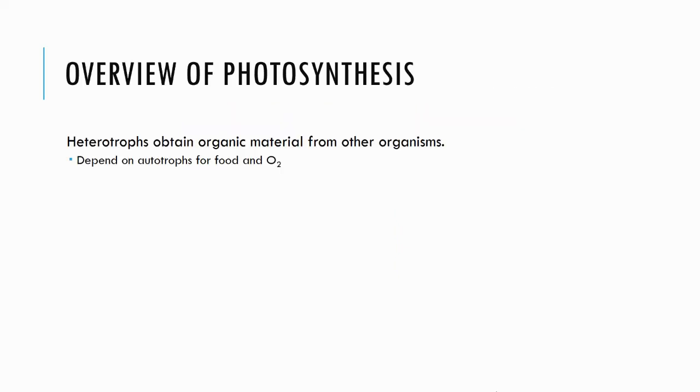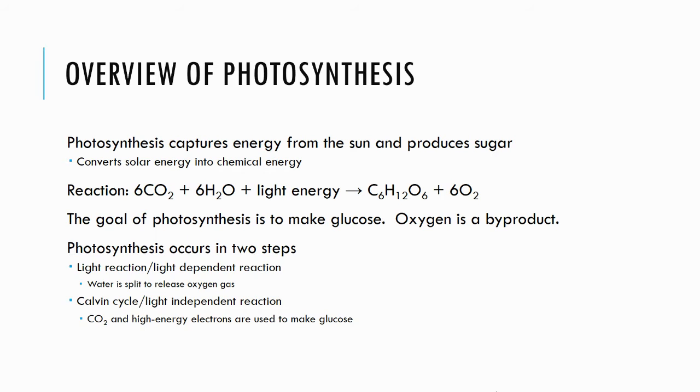Overview of photosynthesis again. Heterotrophs obtain organic material from other organisms, which means that we depend on autotrophs for both food and oxygen. Photosynthesis captures energy from the sun and produces sugar, which means it is converting solar energy or light energy into chemical energy. The reaction for photosynthesis is 6CO2 plus 6H2O plus light energy yields C6H12O6 plus 6O2. That means that 6 molecules of carbon dioxide and 6 molecules of water with light energy can make 1 molecule of glucose and 6 molecules of oxygen.